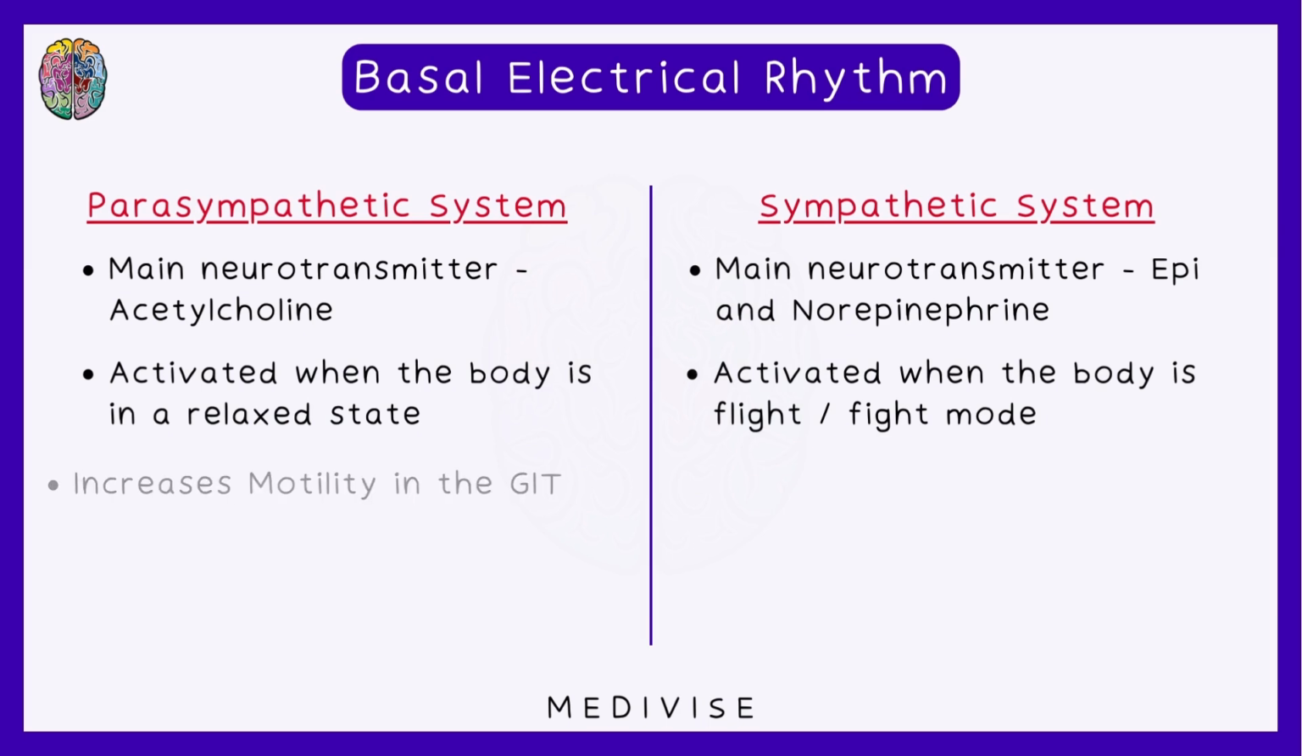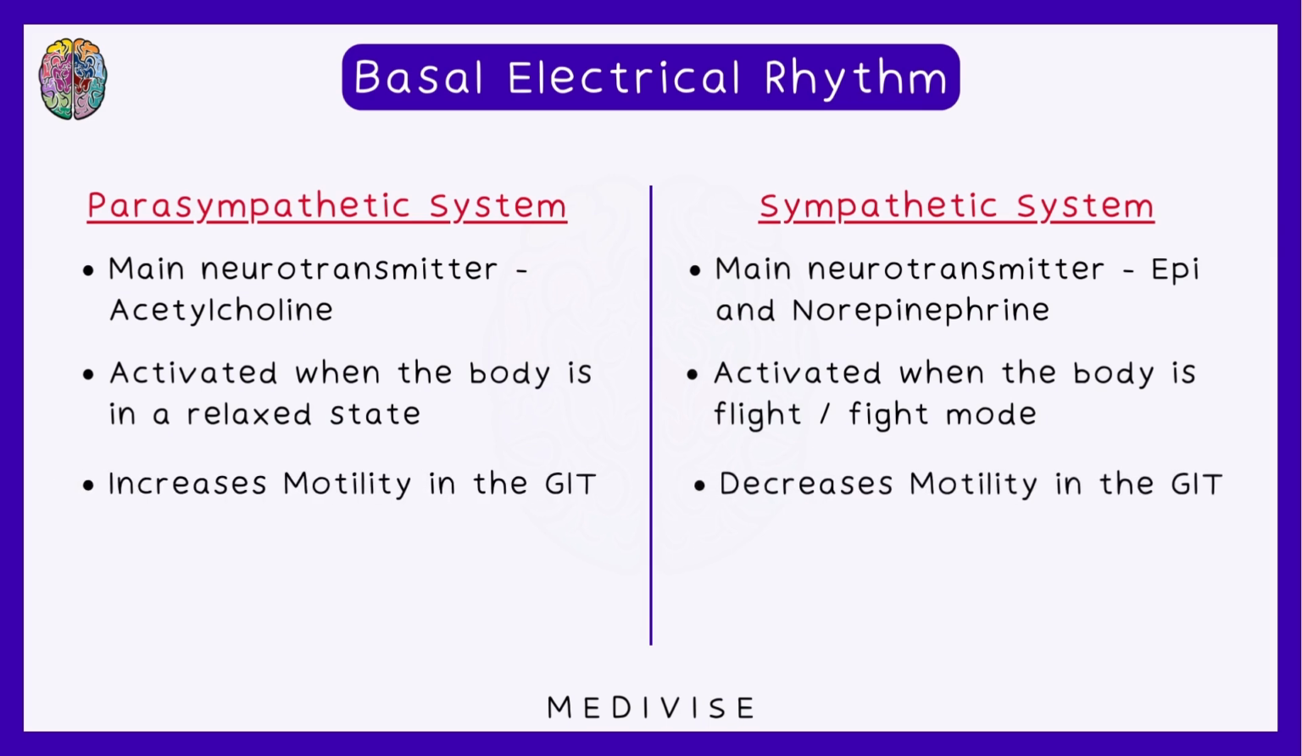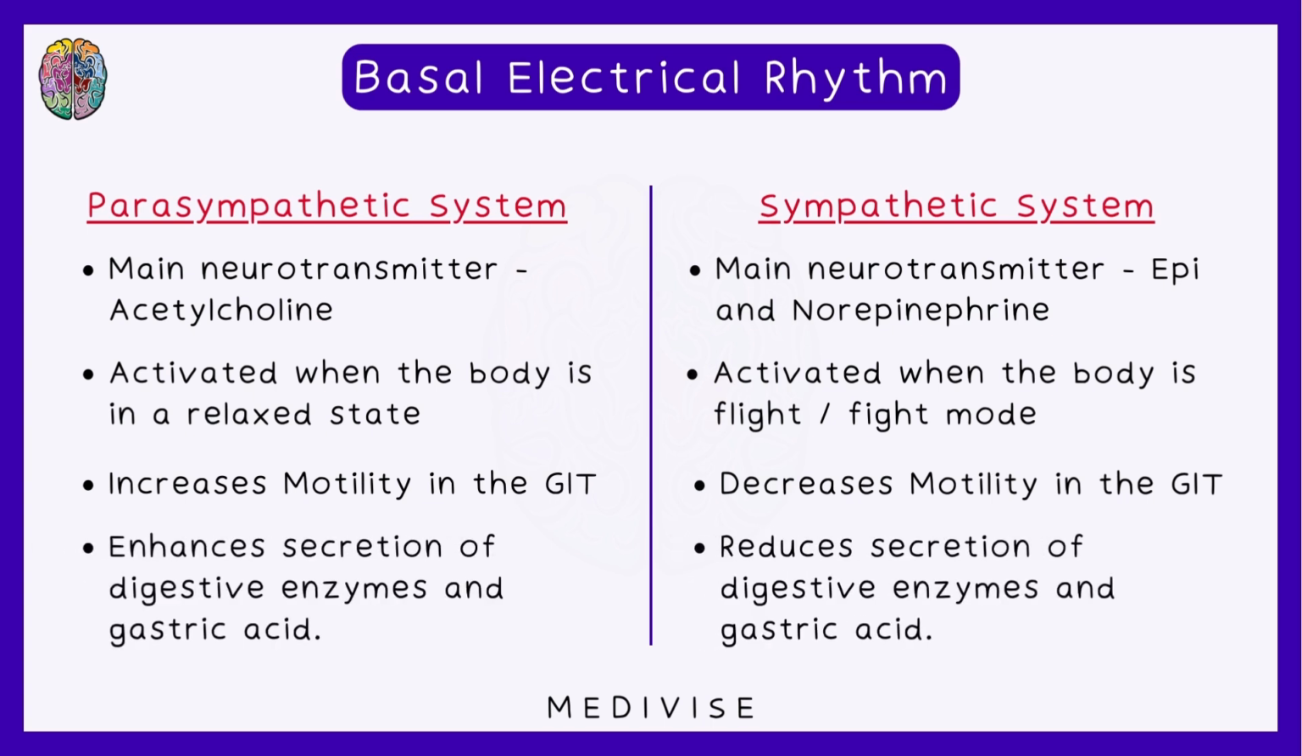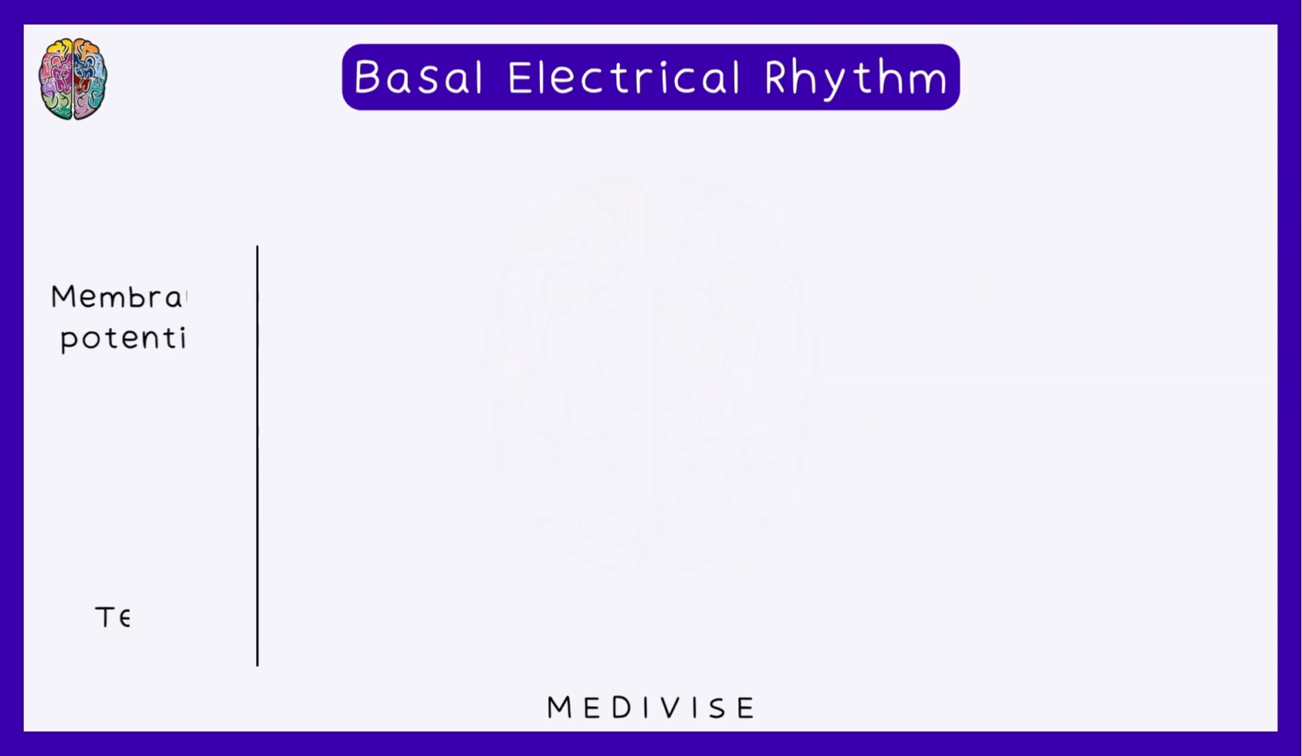In the parasympathetic system, the motility of the GIT is increased, but if the sympathetic system is activated, the motility is decreased. Also, the digestive enzymes and gastric acid secretion are increased by parasympathetic system activation and reduced by sympathetic system activation. Now, having all this in mind, let us look at this graph one more time.